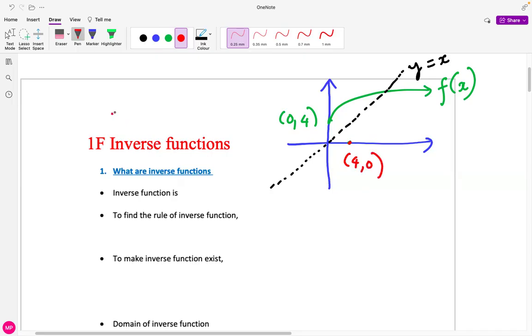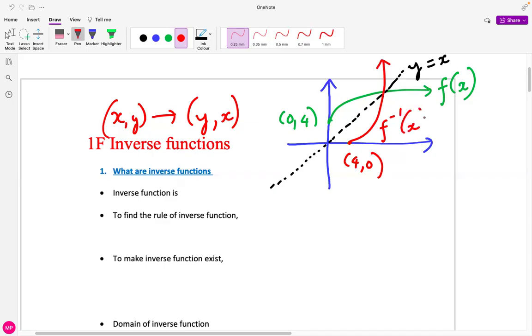Okay. So for an inverse function, if you have (x, y), it is reflected in the line y equals x. It's actually (y, x) now. So the x and the y swap around, and your shape will look something like this. And this we call an inverse graph. And to write the inverse, we write f negative 1 of x. Okay.